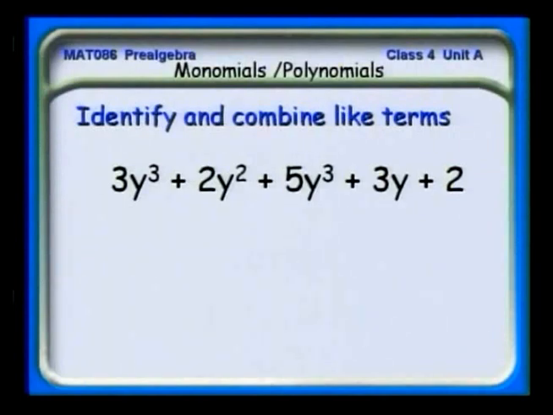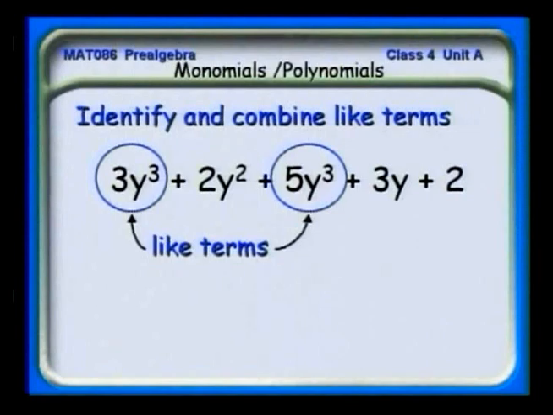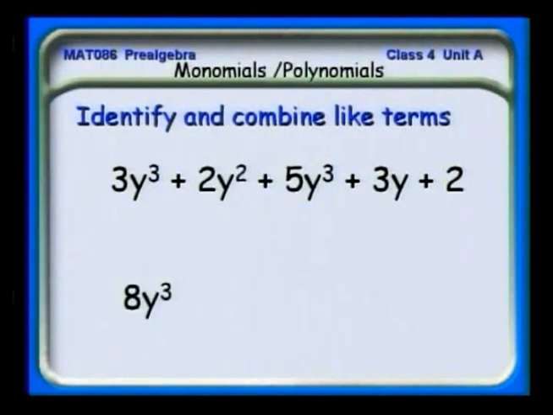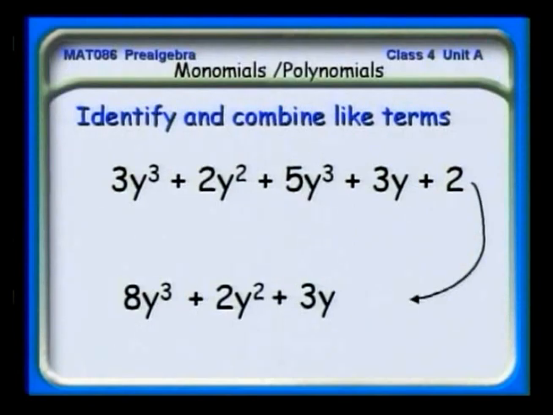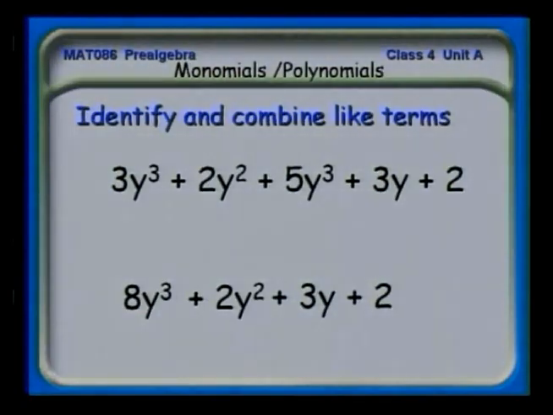Let's identify and combine these like terms. First of all, we have 3y cubed and 5y cubed. We can put those together. That's 8y cubed. Then there's no other y squareds. We bring that down. There are no other y's. We just bring that down. And there are no other units, so we can just bring that down. So that's as much as we've been able to combine.